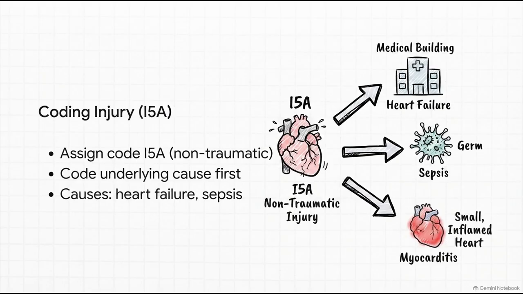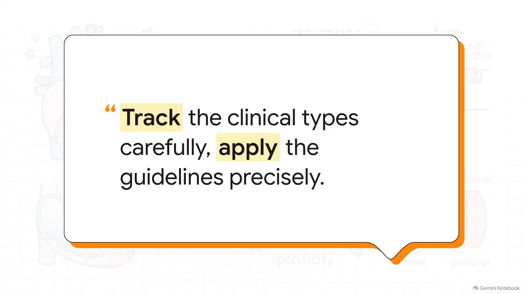You see, these injuries are usually driven by systemic issues, not primary coronary ischemia. We're talking causes like severe sepsis, heart failure, myocarditis, or maybe a pulmonary embolism. So always look for that underlying driver and get it sequenced first. And that brings us to the end of our deep dive today.